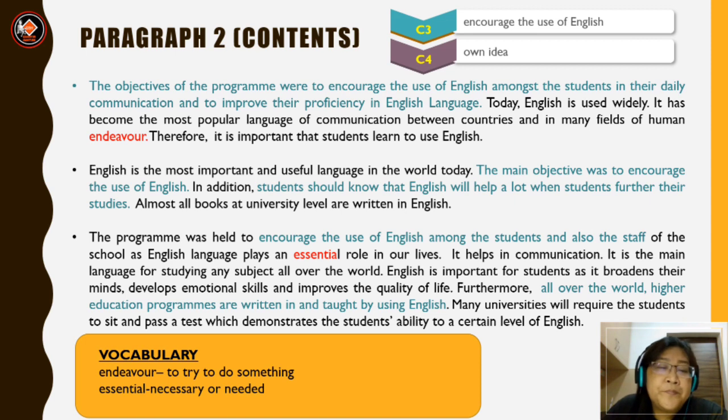And the last example: the program was held to encourage the use of English among the students and also the staff of the school. As English language plays an essential role in our lives, it helps in communication. It is the main language for studying any subject all over the world. English is important for students as it broadens their minds, develops emotional skills, and improves the quality of life. Furthermore, all over the world, higher education programs are written in and taught by using English. Many universities will require the students to sit and pass a test, which demonstrates the students' ability to a certain level of English.